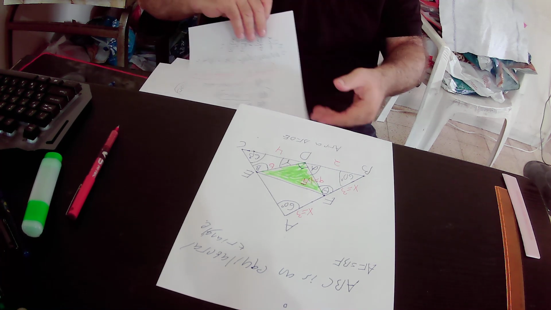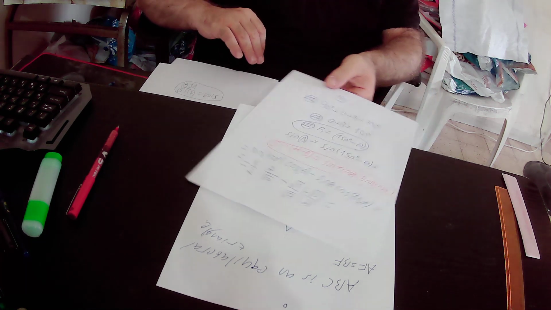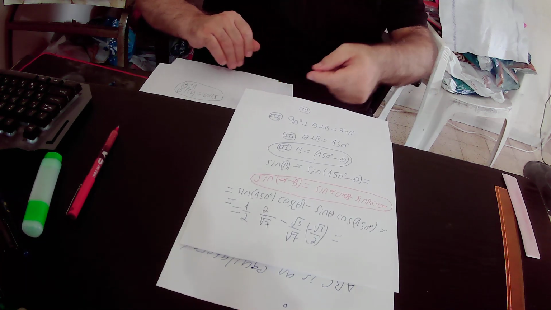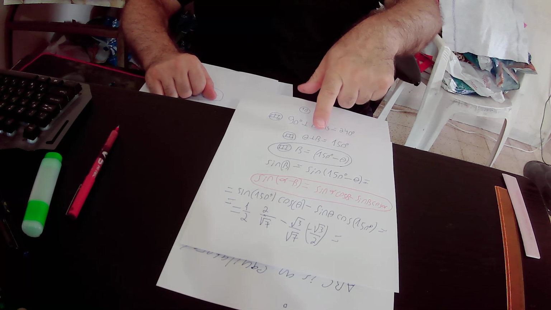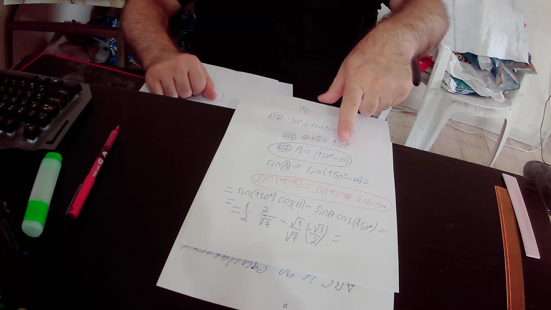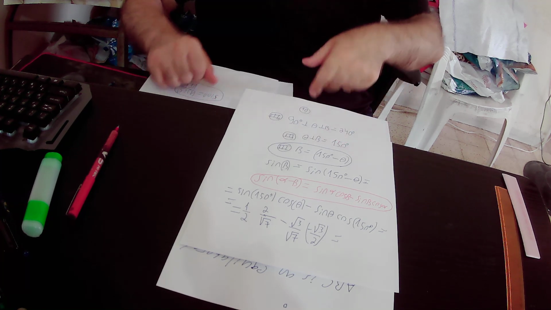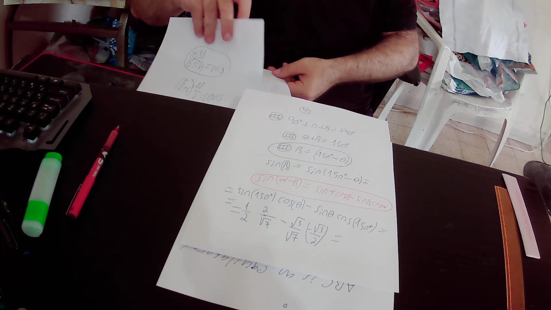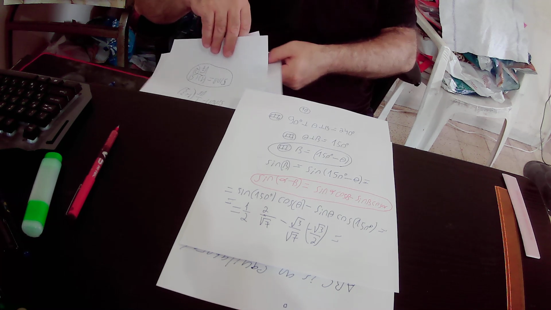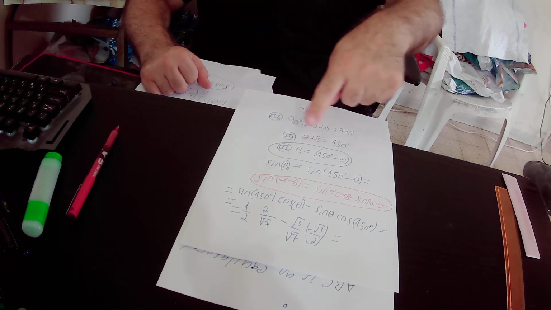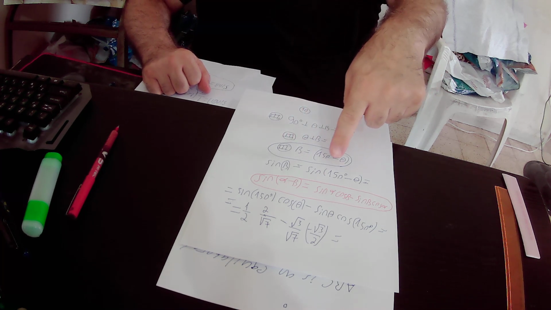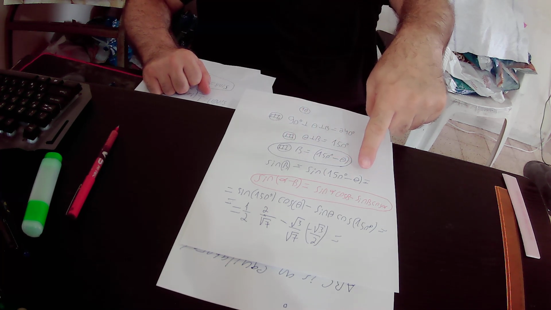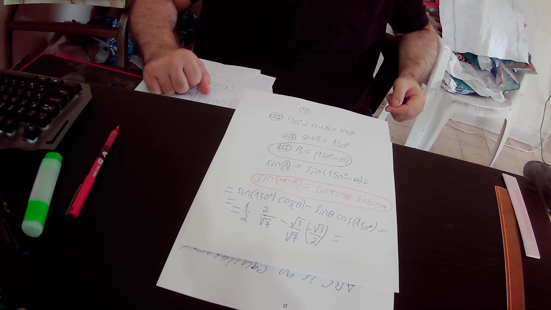Okay, so we got from the third equation that beta equals 150 degrees minus theta, and if beta equals 150 degrees minus theta, then sinus beta equals sinus 150 degrees minus theta.